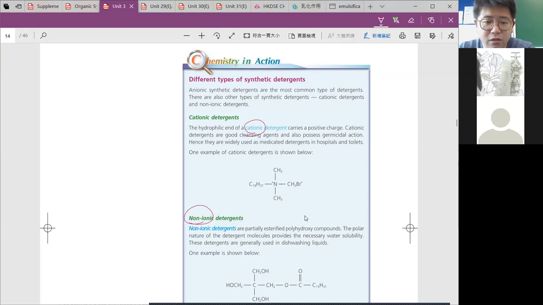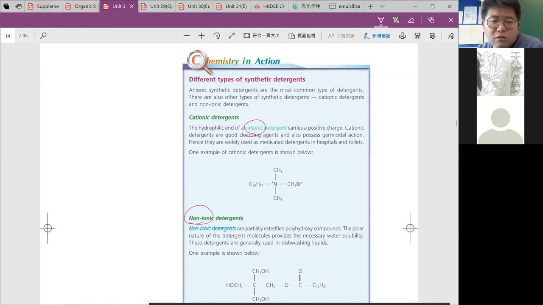Okay, now you talk about cleansing agent, we have got two parts, right? One is the ionic head. The other one is what? The other one is hydrophobic part, and the other one is hydrophilic part.